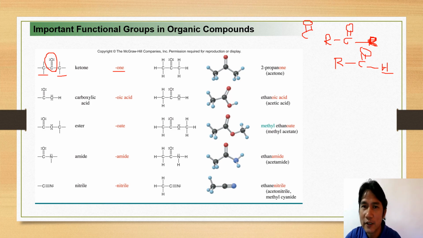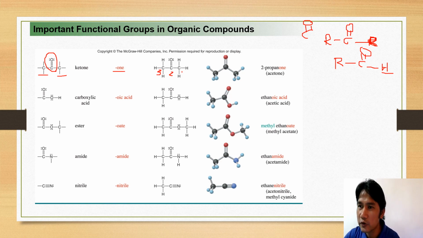The simplest ketone has 3 carbon atoms. You cannot have a ketone with only 2 carbon atoms. The simplest must have 3 carbon atoms. So here you have 3 carbon atoms. The ketone group is on carbon number 2. So this is 1, the carbonyl group is carbon number 2, and then carbon number 3.